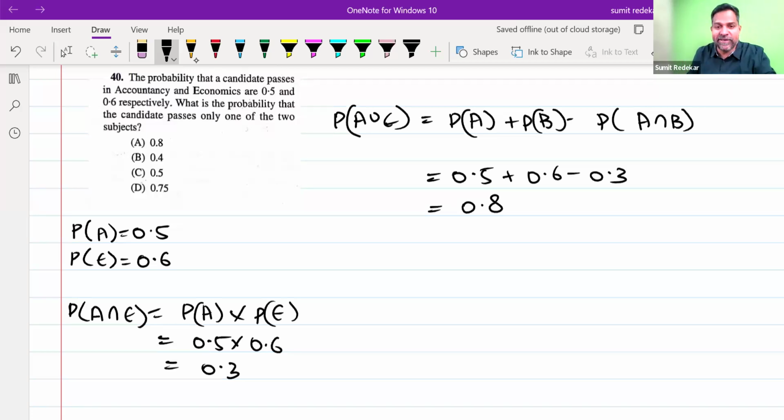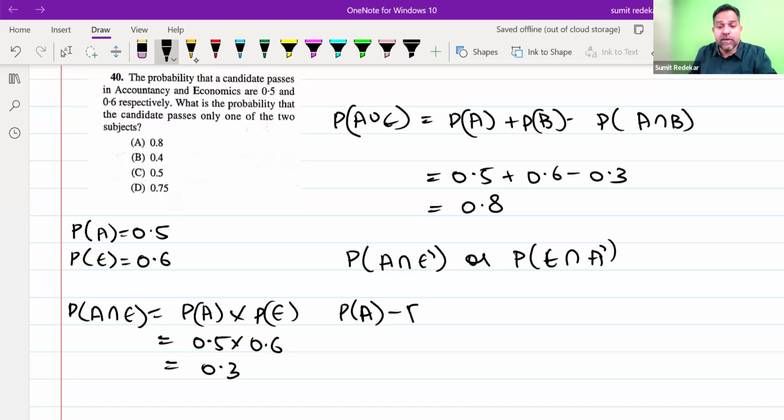What do you mean by only one subject? Well, set theory wise, passes in accounts and not economics, or passes in economics and not accounts. Can I say this is nothing else but passing in accounts minus passing in accounts and economics, or passing in economics minus passing in accounts and economics?